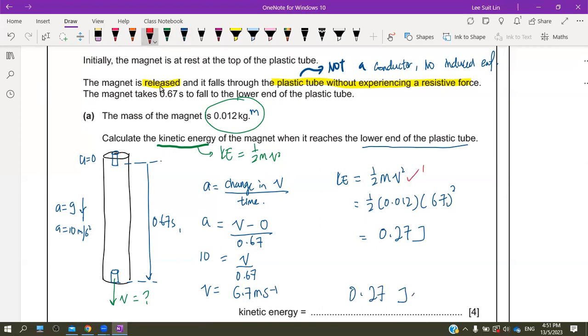You know the equation of KE, you get 1 mark. You know how to find the final speed, you get 1 mark. You find the final speed, you get 1 mark. Find the kinetic energy. 4 marks.